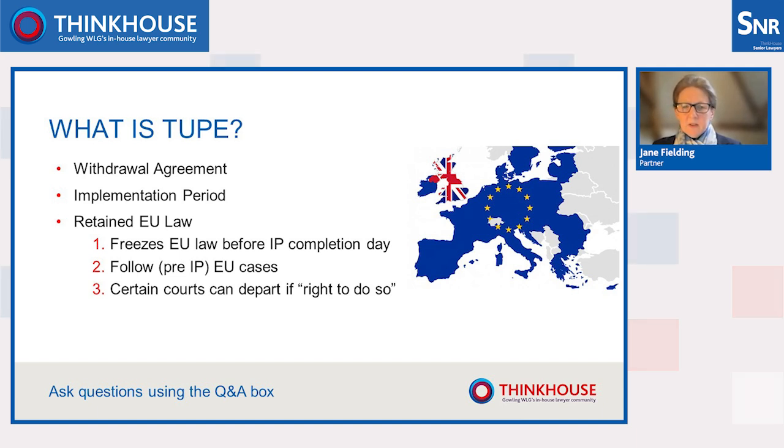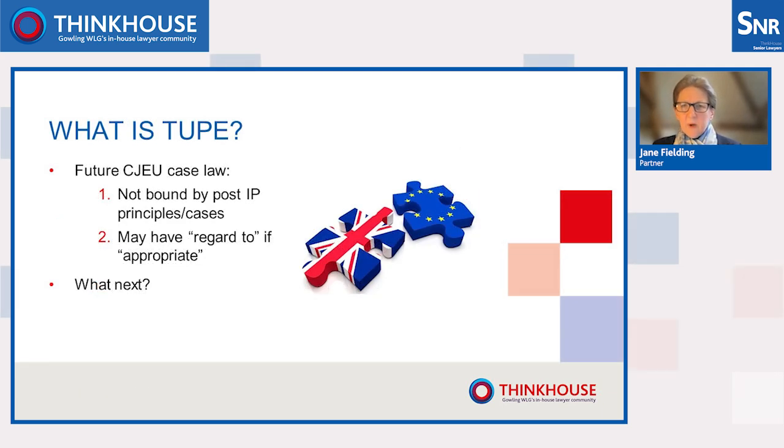But if we could click on, I've just dealt with what happened in terms of law and case law that was already part of our domestic law derived from Europe before the implementation period. What about things currently that come in after that? Well, our courts aren't bound by any decisions of the European Court of Justice after the implementation period, or by the principles or the cases, but they can have regard to them if it's appropriate for them to do so in their view. But, and this is the perhaps more current bit, what next?